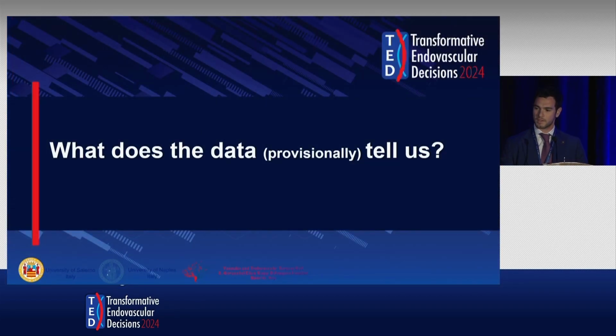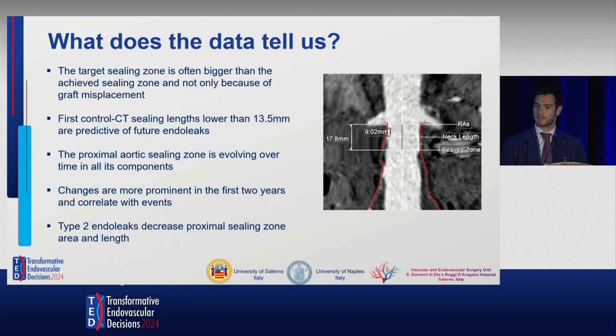So what is the data telling us? Data is telling us that the target sealing zone is often different from the achieved sealing zone, that the first controlled CT scan may help us understand which patients have increased risk of type 1A endoleaks, and that the proximal aortic sealing is evolving over time with most of the changes happening in the first few years, and type 2 endoleaks are able to decrease the proximal sealing zone.